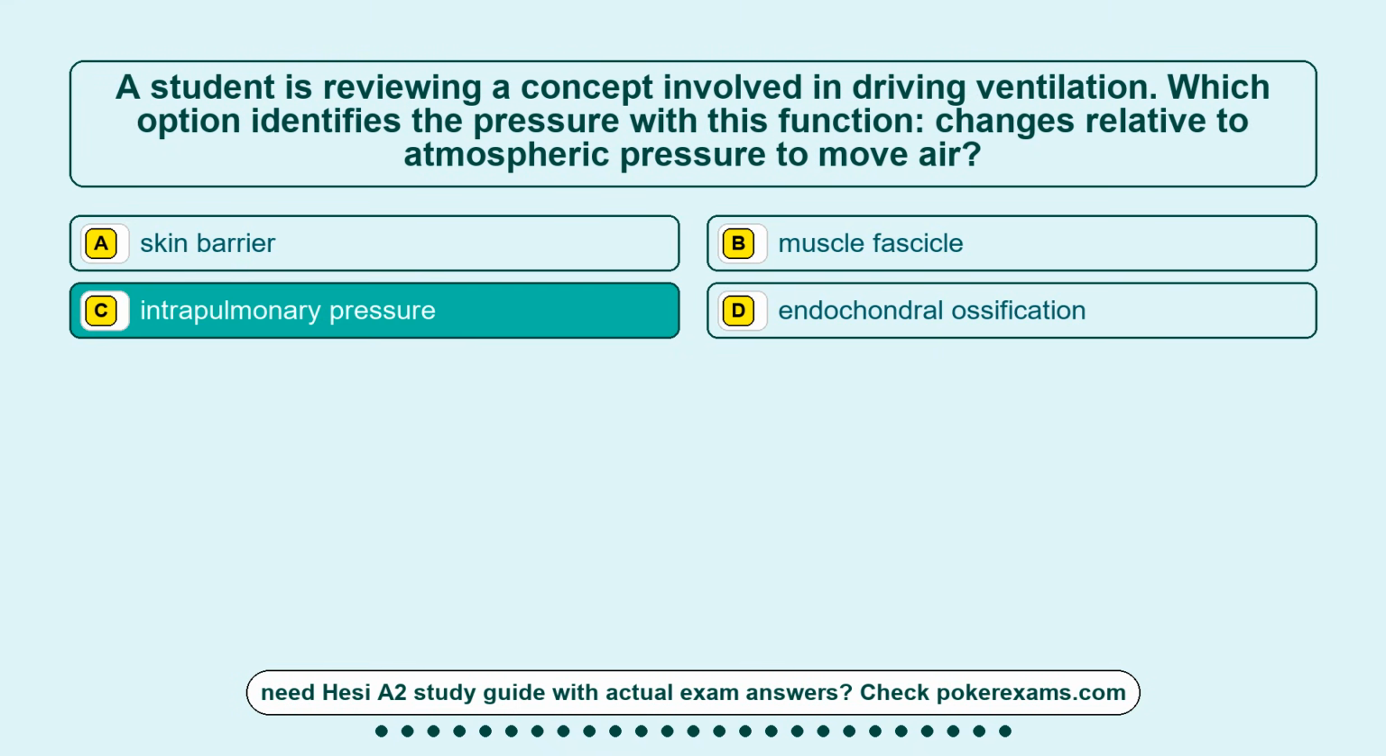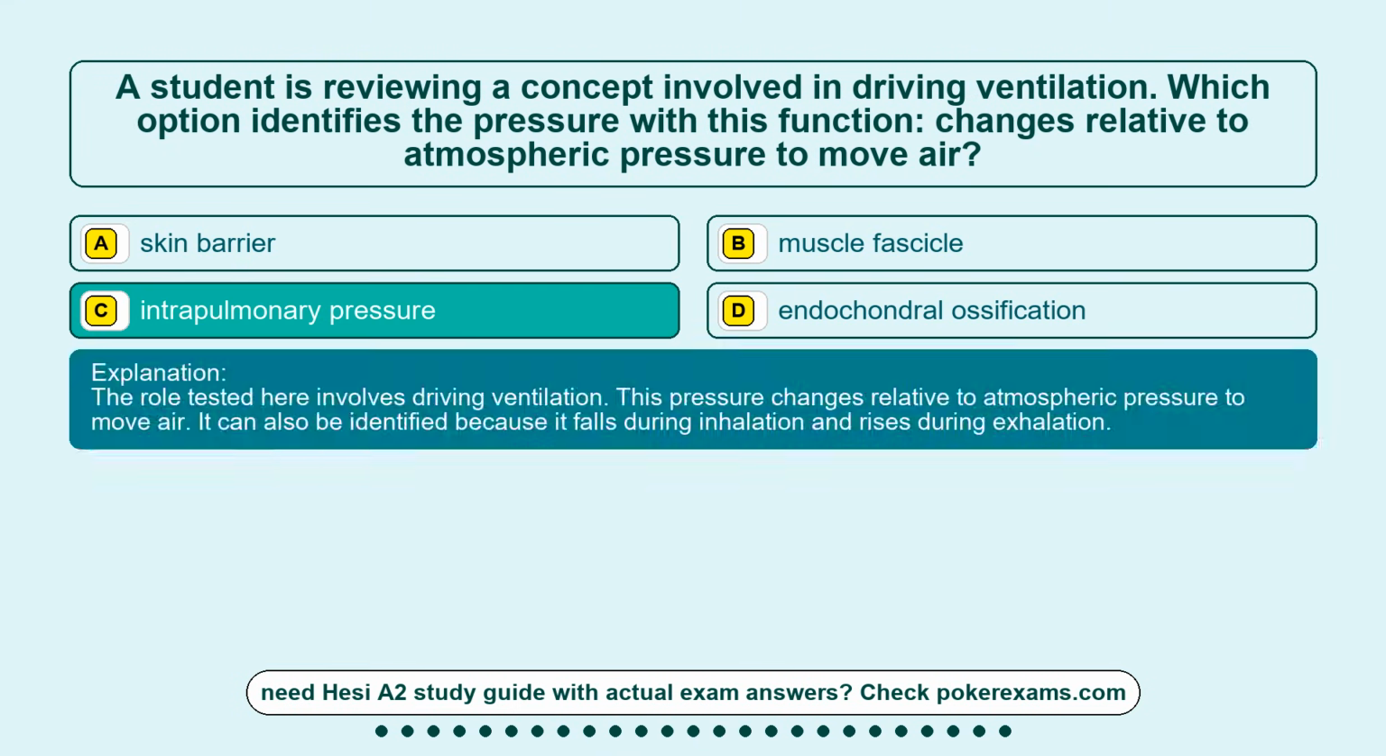The correct answer is option C, intrapulmonary pressure. The role tested here involves driving ventilation. This pressure changes relative to atmospheric pressure to move air. It can also be identified because it falls during inhalation and rises during exhalation.